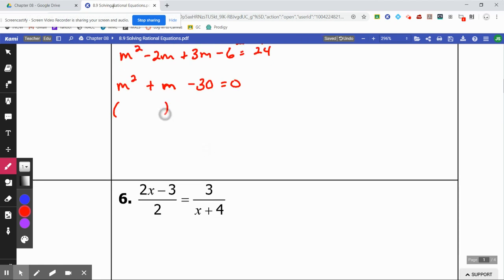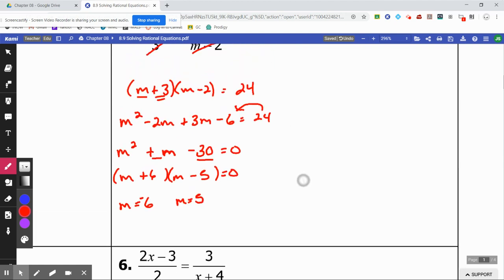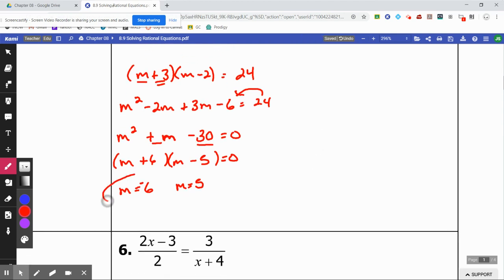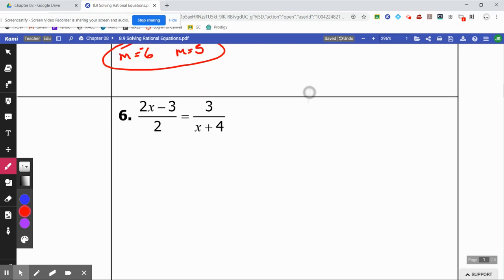Two sets of parentheses. Let's try to solve this quadratic by factoring. M times m is m squared. A positive 6 and a negative 5 gives you the 1 and negative 30. So set each factor equal to 0 gives me m equals negative 6, or m possibly could be 5. Just making sure with the bottoms, this is the only domain restriction that you're going to have. M can't be 2, so therefore negative 6 and positive 5 should both be fine.